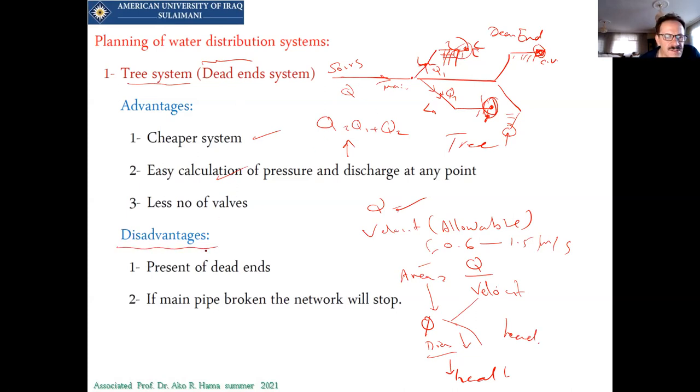Now, the disadvantages of this system: the dead ends. We have a lot of dead ends here. And also, let's say if this main pipe has a sudden break, or the pipe is broken, what will happen? The whole system will stop. You cannot supply water for the whole city because of a break in the pipe. That's the major disadvantage of this system.